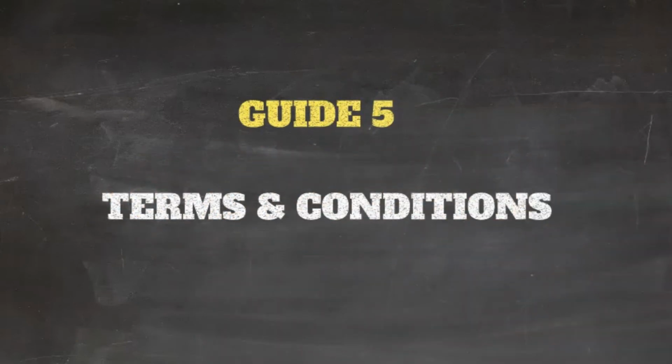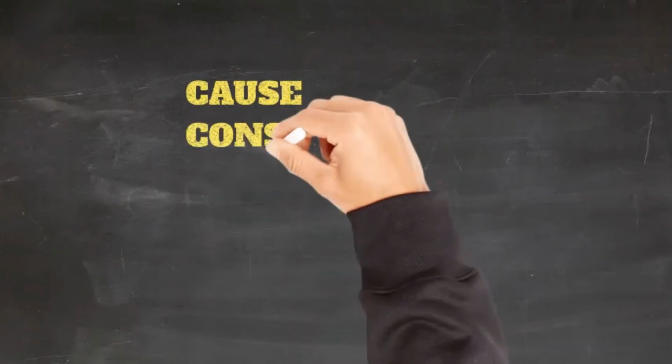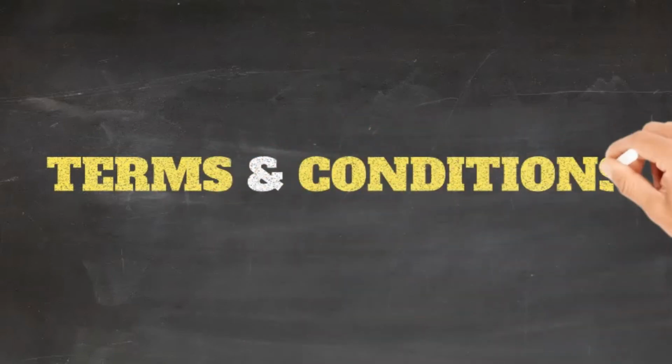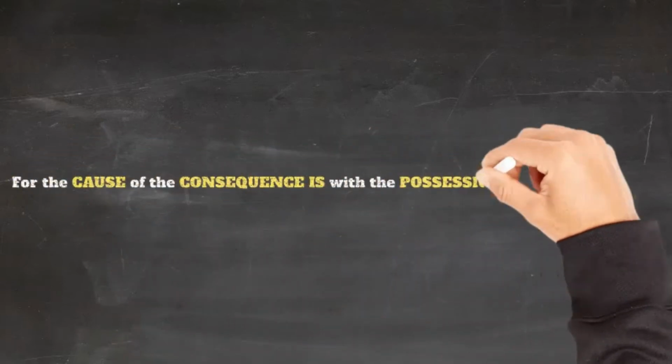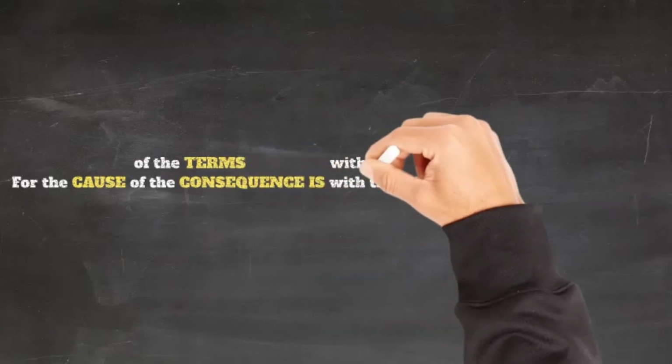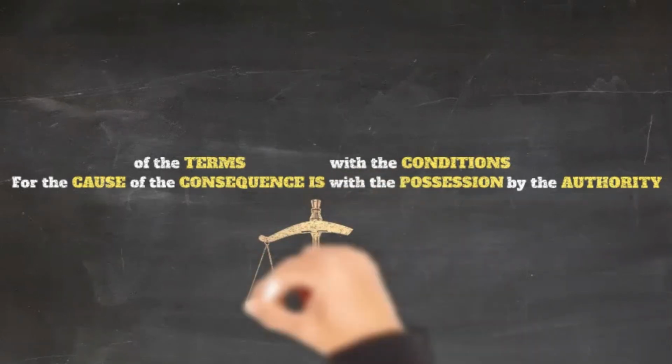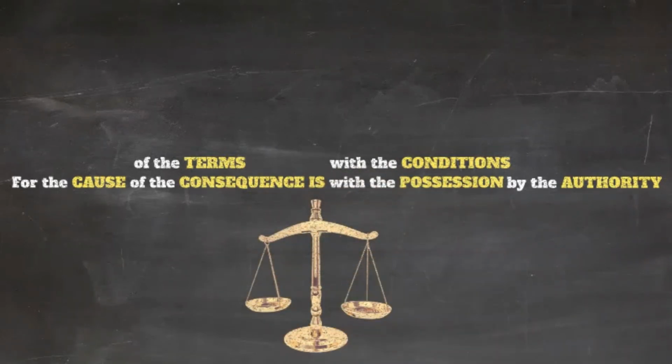Guide 5, terms and conditions. While all sentences must show cause, consequence, possession and authority, terms and conditions can be added also. This is how I like to visualize how terms and conditions fit into correct sentence structures. For the cause of the consequence is with the possession of the terms, with the conditions, by the authority. I like to visualize it like this, because terms are married to the consequence and conditions are married to the possession.